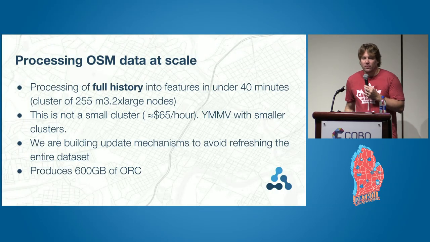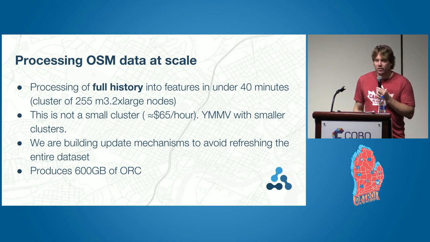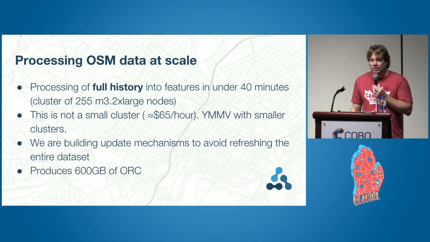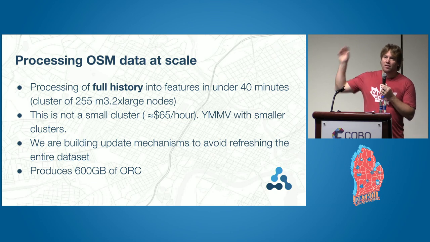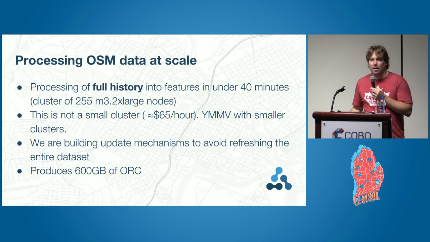So the cool thing about this is that you can process the full history into geometries, not as vector tiles yet. That's a derivative process, but into the core 600 gig file in under 40 minutes on a big cluster. And it costs about $75 now because it supports more types of relations, and that takes a little bit longer. We're also trying to figure out how to build update mechanisms in to avoid refreshing the entire data set. So you can take a snapshot from 2 weeks ago and then apply all of the minutely diffs and bring it up to date without having to reprocess the bulk of it.